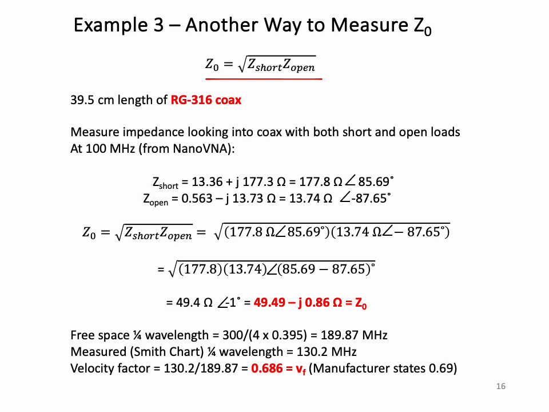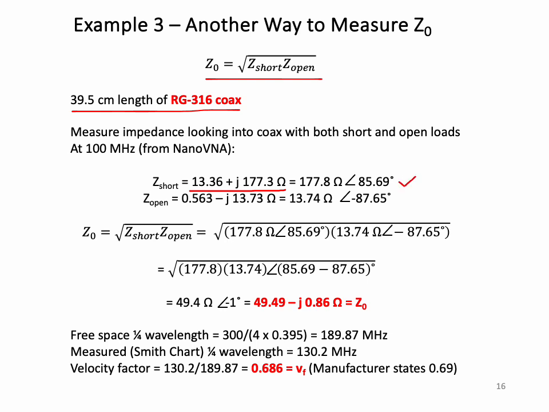In this example, I took a 39.5 centimeter length of RG316 coax, the material that we'll be using later in building the J-pole, and this will be the feed line that we'll use, as well as the quarter wave stub if we build a dual band version. At a frequency of 100 megahertz, Z short is given by 13.36 plus j177.3 ohms, and that's measured on the vector network analyzer, nano-VNA. I can represent that as a magnitude and phase, and that's roughly 178 ohms at an angle of 85 degrees.